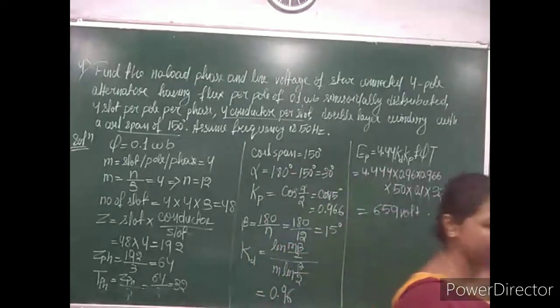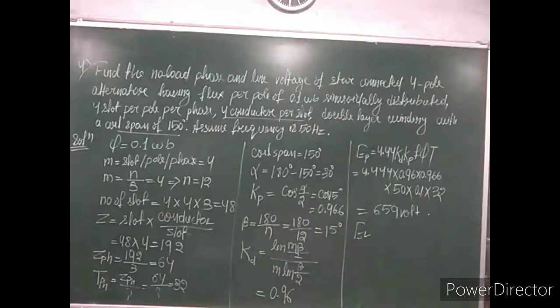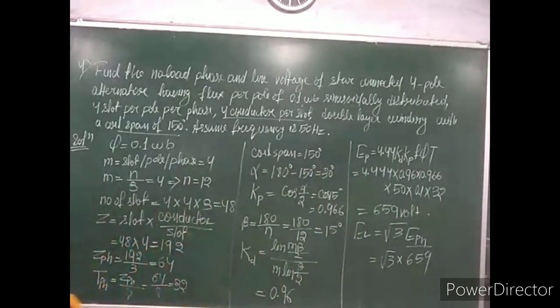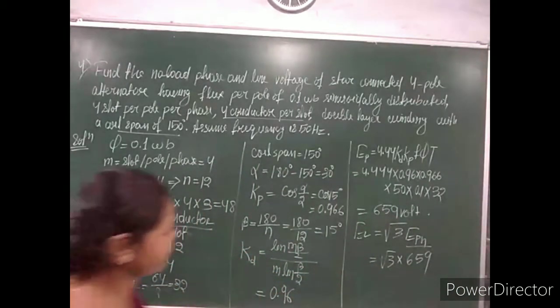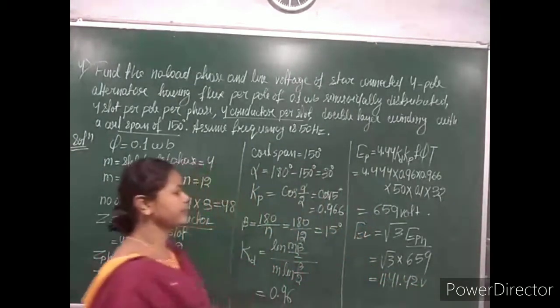Then you find the line quantity. In my generator, the alternator is star connected. The armature winding is star connected. So in star connection, the relationship between phase voltage and line voltage is that line voltage is √3 times the phase voltage. So you put the value of phase voltage here, that is 659, which gives the result of 1141.42 volt.